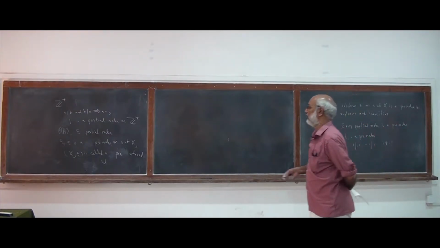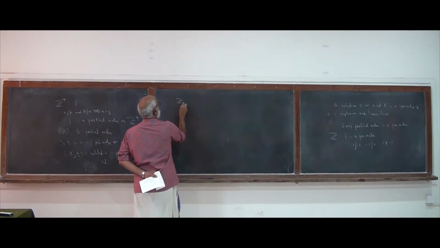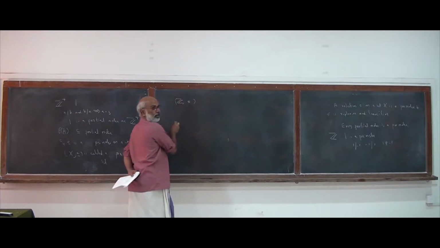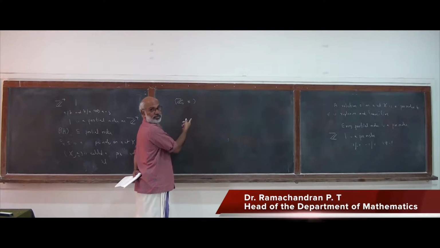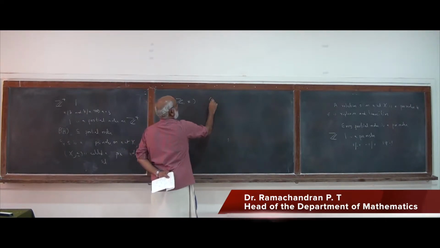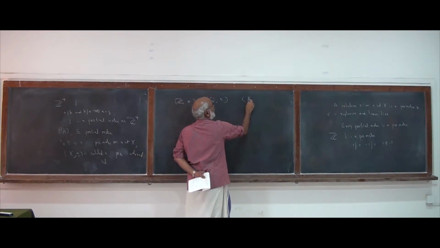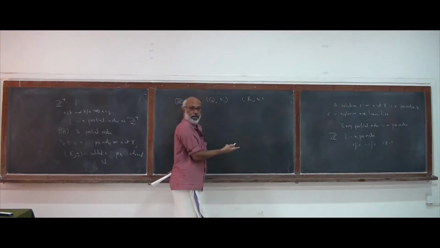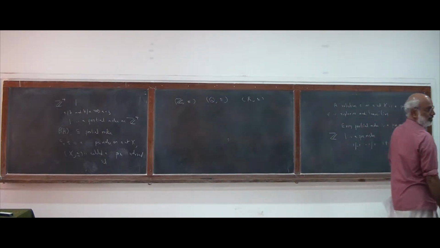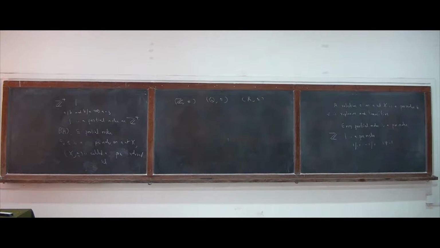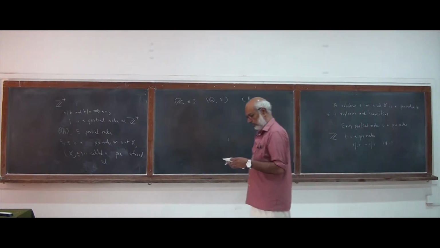We can give a lot of other examples. You can take the set of all integers with less than or equal to. This is a partially ordered set. And the set of all rational numbers with less than or equal to is a poset. The set of all real numbers with less than or equal to is again a poset, where less than or equal to is the usual less than or equal to relation among the numbers. So these are all examples of posets.